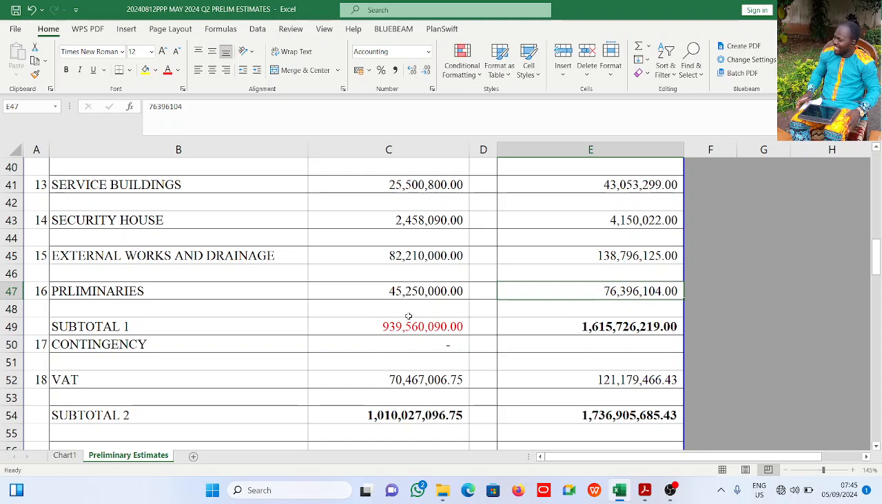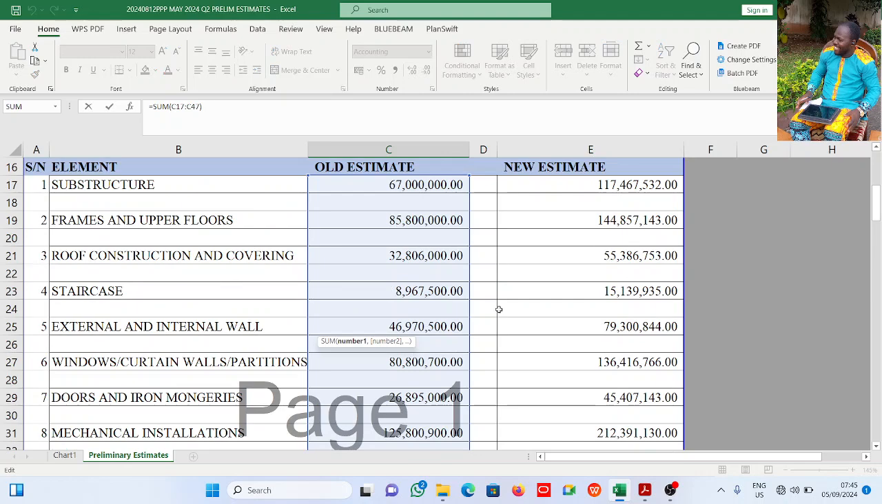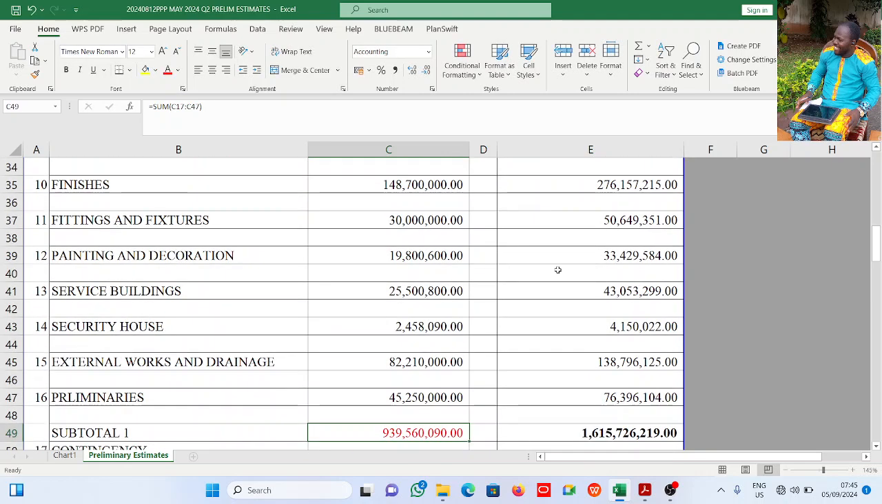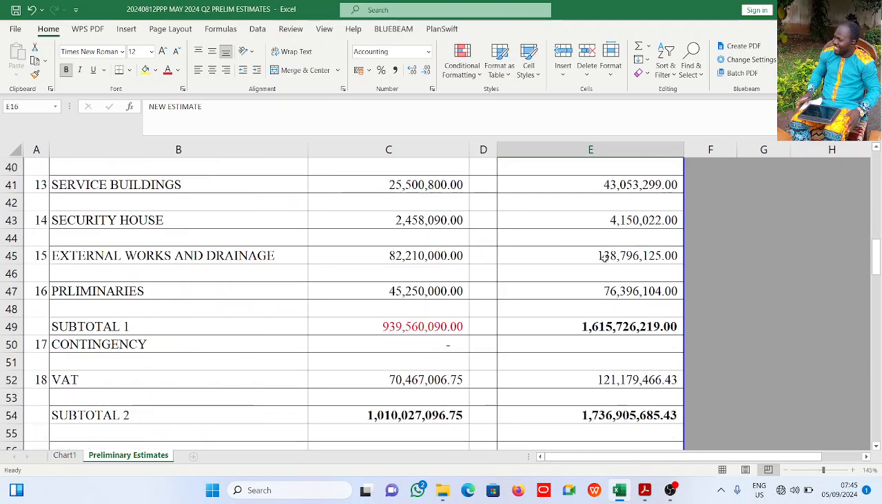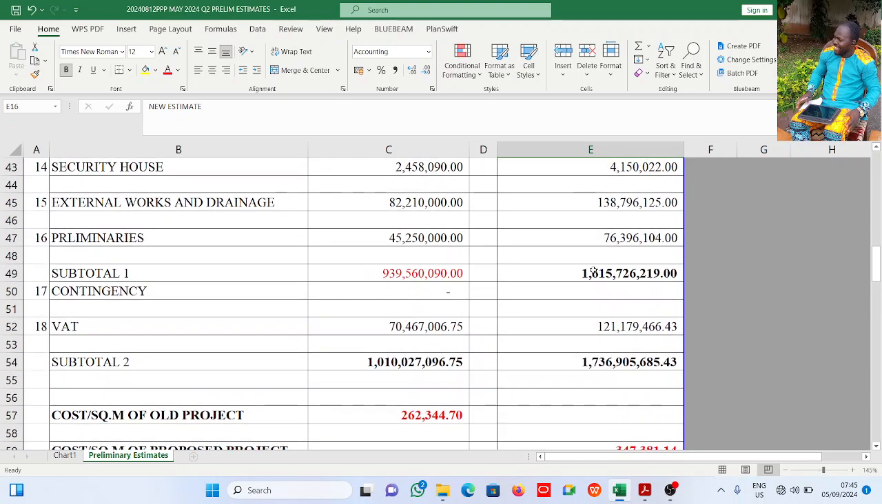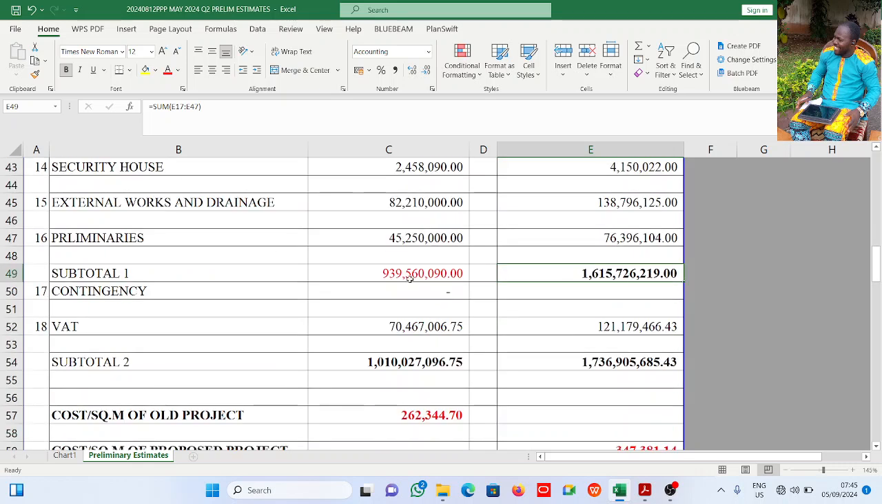All right, now this is the subtotal for the old estimate. Now this is the proposed new estimate. All right, now this is the subtotal one here. Right, this was 939,560,019 naira, but this is 1,615,000, having done every necessary adjustment. There are no contingencies according to the question.